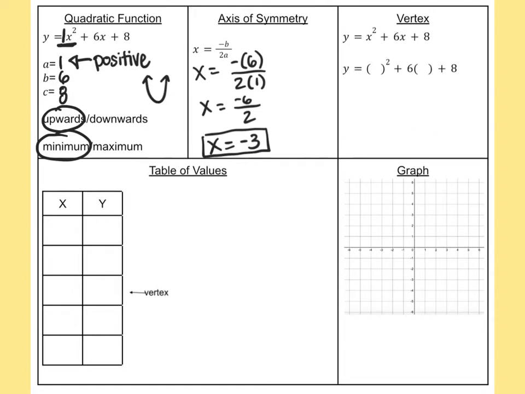Next up, I use this -3 and I put it in my equation to see what the y value would be at this vertex point. We have the x, now we need to see what the y would be. So instead of x, I'm going to put a -3 here. And now I'll use order of operations to solve. So the first thing I'm going to do is the exponent here, -3 squared. This would be -3 times -3, so this equals +9.